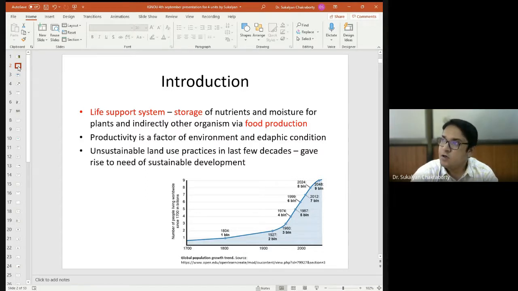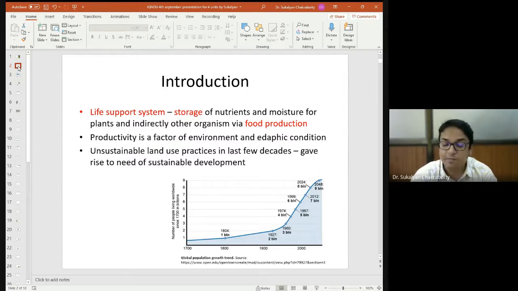Now, if you see the vegetation profile of the whole world, you will find that maximum diversity of plants are found in the tropical region. Why? The first reason is climate. The temperature, the precipitation pattern, which supports the maximum diversity of plants in the tropical region. If you move on to the temperate region and then to the polar region, you will find a progressive decline in the plant diversity as you move from the equator towards the poles.